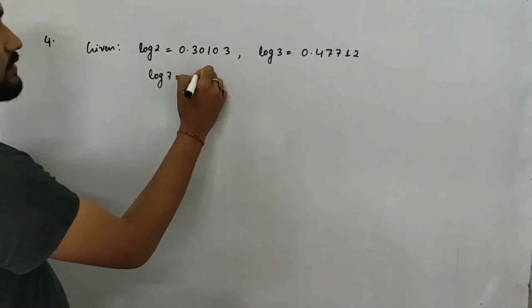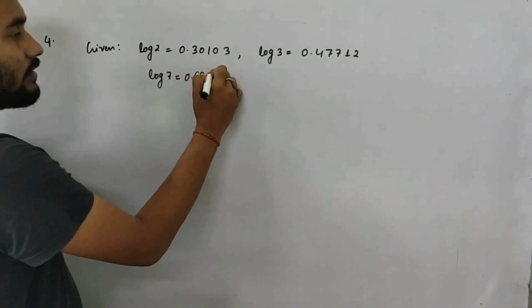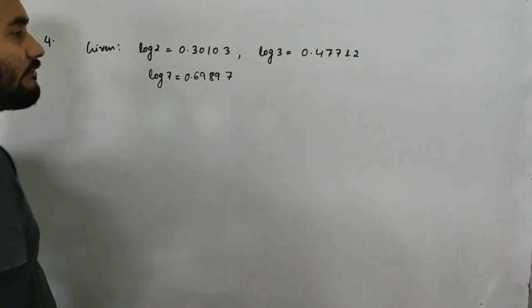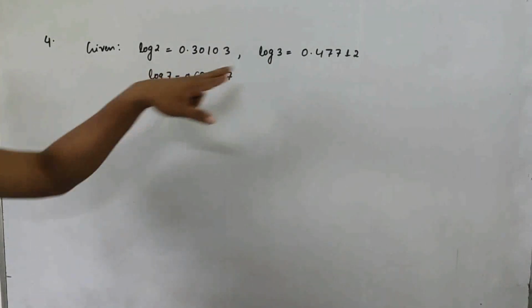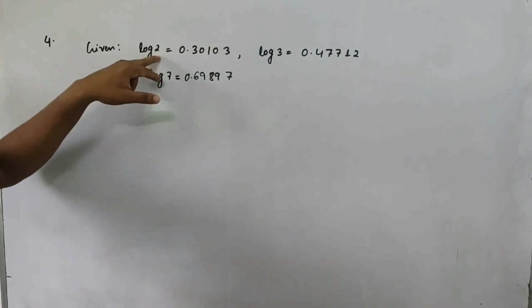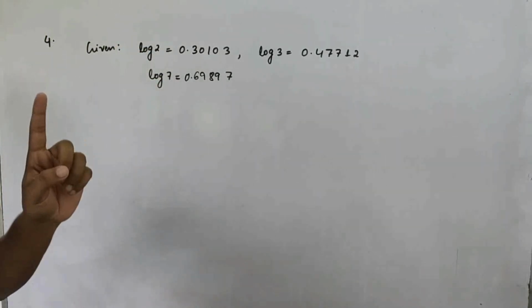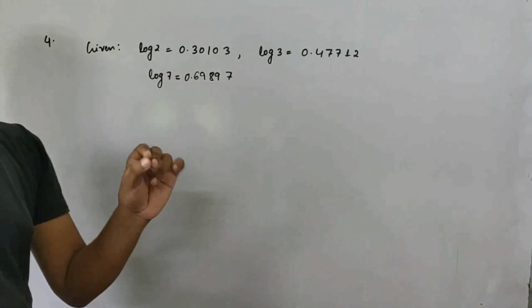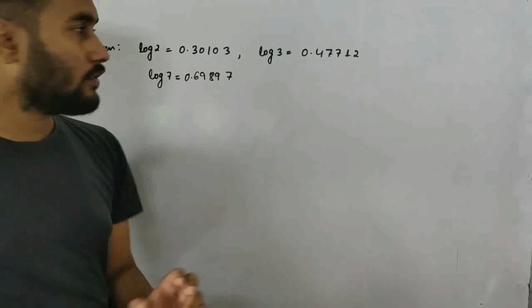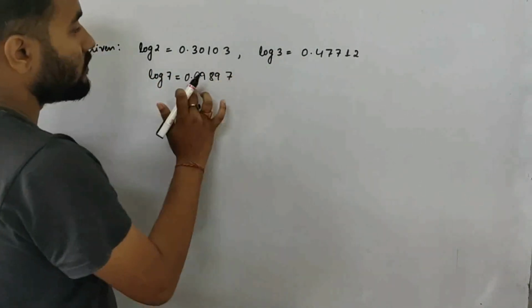0.69897. Okay, understood? Why is it always 0 point? Because log 2, right? There is only one digit. So what will be the characteristics? 1 minus 1, 0. So 0 point. Log 3, 0 point. Log 7, 1 minus 1, 0. So all of them start with 0 point. So what is this 0? This 0 is the characteristics.